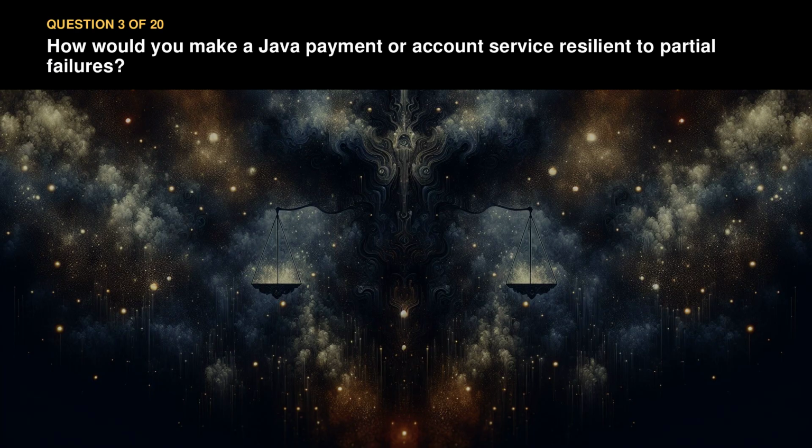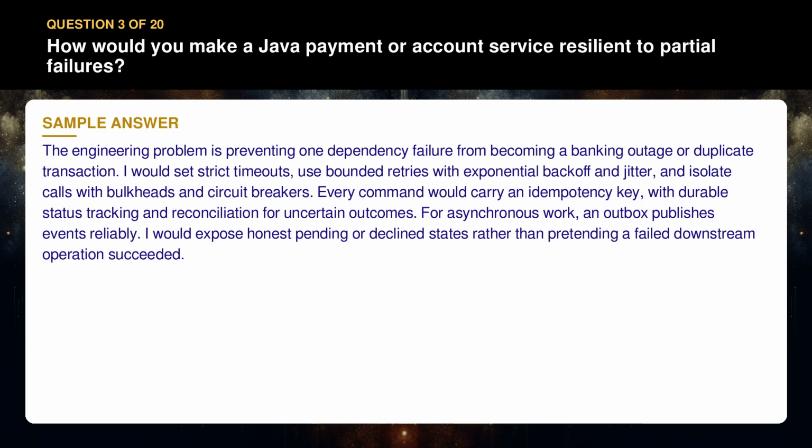Question 3. How would you make a Java payment or account service resilient to partial failures? The engineering problem is preventing one dependency failure from becoming a banking outage or duplicate transaction. I would set strict timeouts, use bounded retries with exponential backoff and jitter, and isolate calls with bulkheads and circuit breakers. Every command would carry an idempotency key, with durable status tracking and reconciliation for uncertain outcomes.